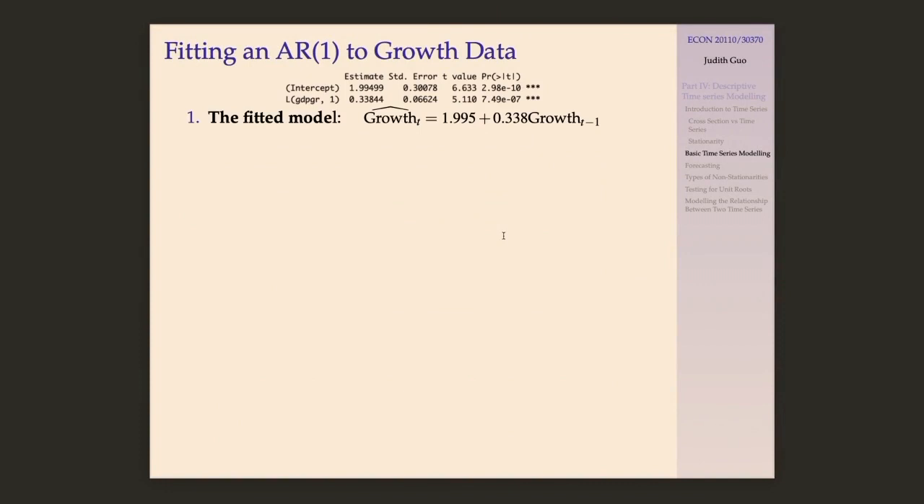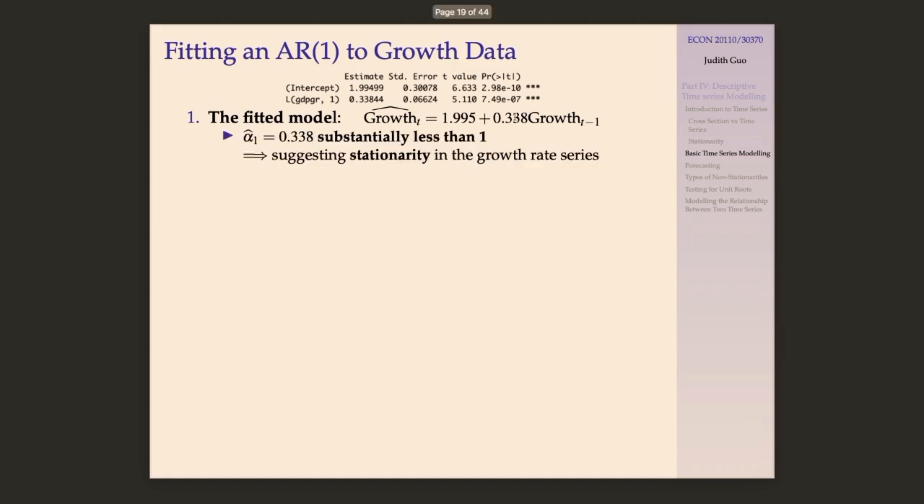And we can see that for the fitted model, we have an estimated intercept of 1.995. This can be seen from the R results. And we also have the autoregressive coefficient, the coefficient on the immediate lag, being 0.338. Remember in a figure, we have that the GDP series has an upward trend, whereas the growth data appears stationary.